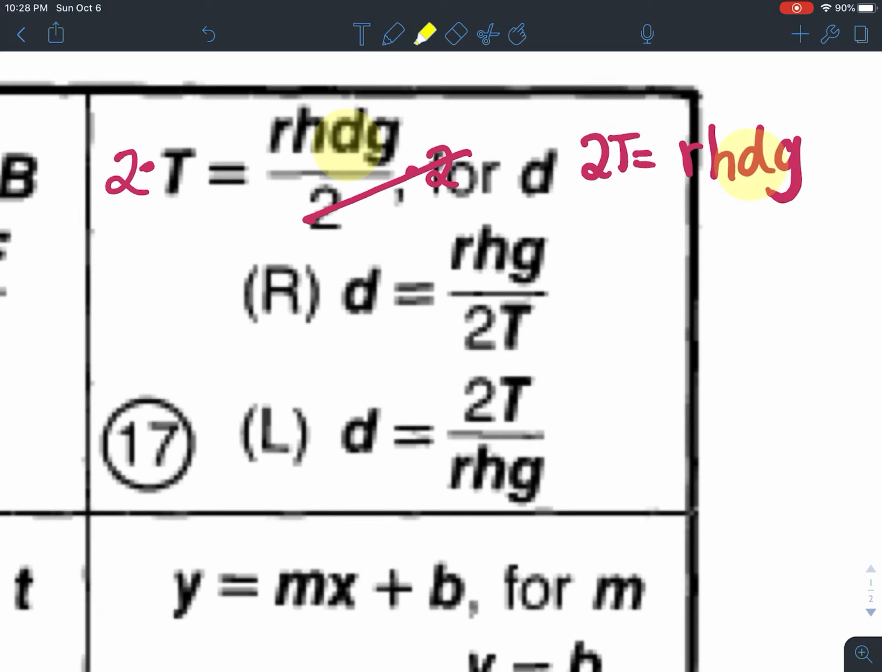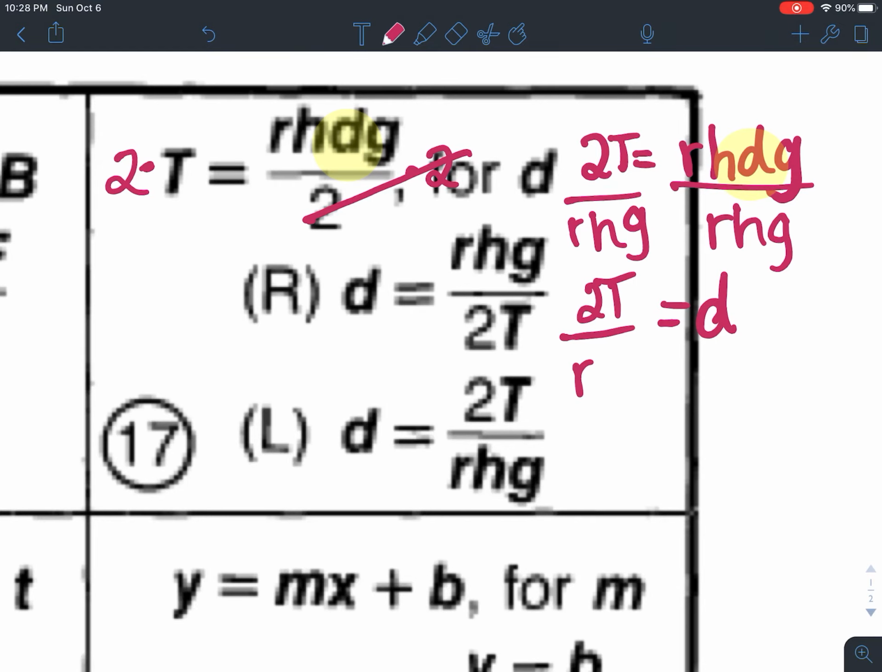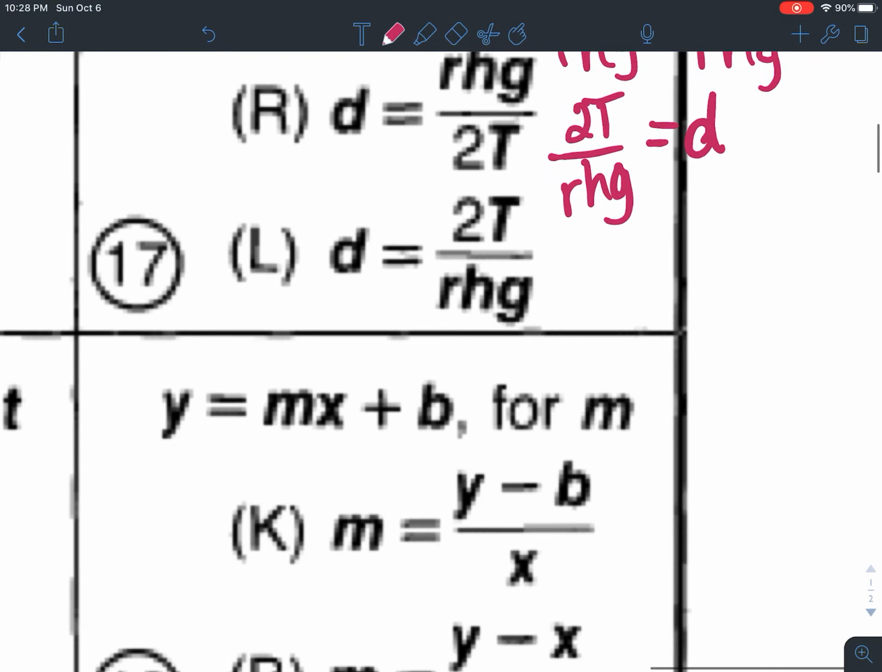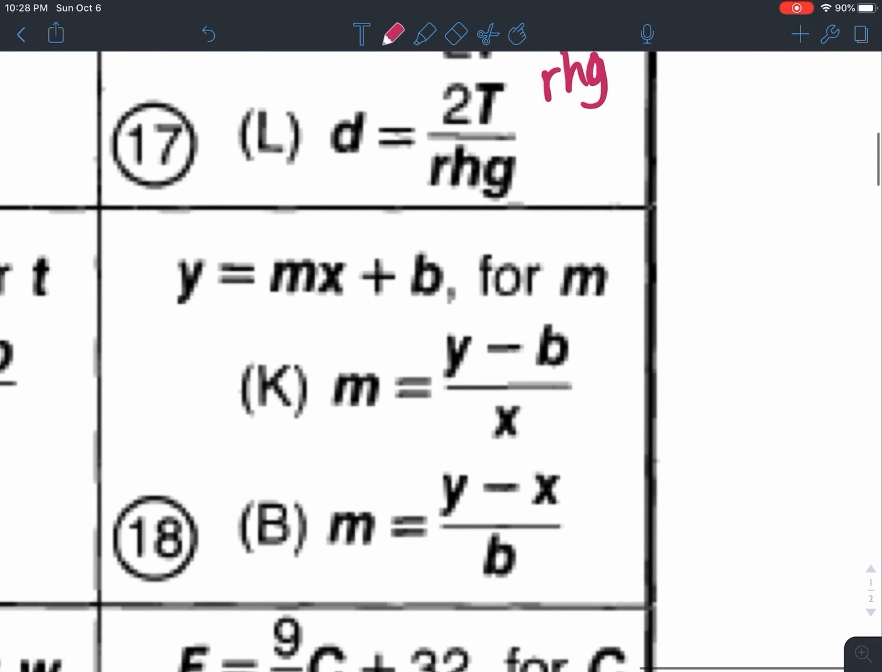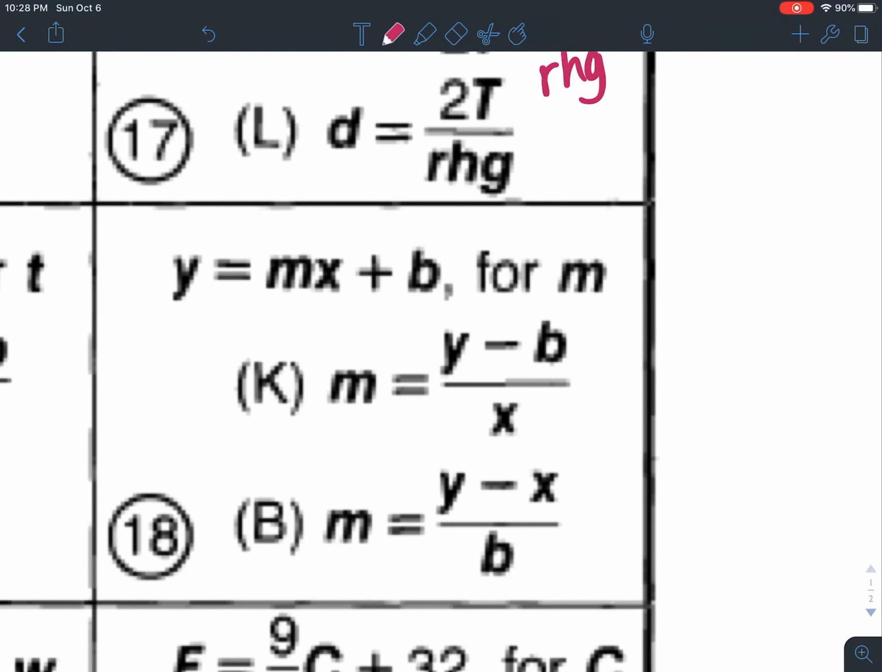Let's put the right things. There we go. Whatever's connected to the D, you just divide it off. So RHG divided by RHG would give you a 1. So D would just be equal to 2t over RHG.